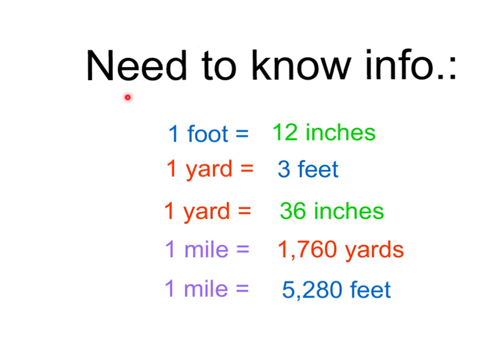Now I'm going to share with you the need-to-know info. You're going to need to know this little bit of information I'm about to share with you, and I highly suggest writing this down in your notes. So you need to know that 1 foot equals 12 inches. So think about a ruler. A ruler is 12 inches, which represents a foot. 1 yard is 3 feet. 1 yard is also 36 inches. 1 mile is 1,760 yards, and 1 mile is also 5,280 feet.